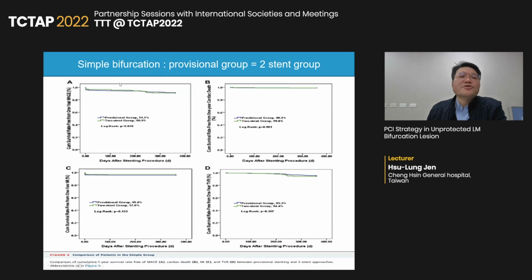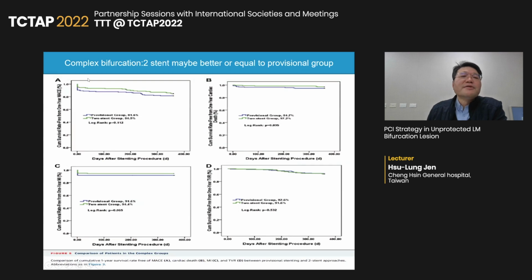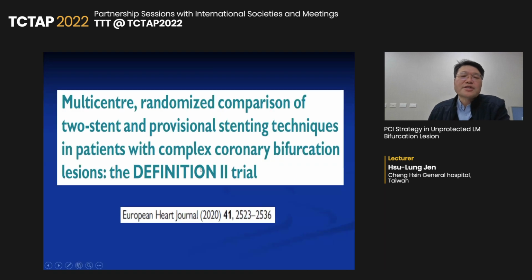So if we treat a simple bifurcation, the efficacy of the single stent is equal to the two-stent strategy. But for the complex bifurcation, in this study, it showed that maybe two stents have better or equal outcomes compared to the provisional stent strategy. Of course, the previous DEFINITION trial was only a registry, so we need a randomized controlled trial. So it's the DEFINITION II trial.